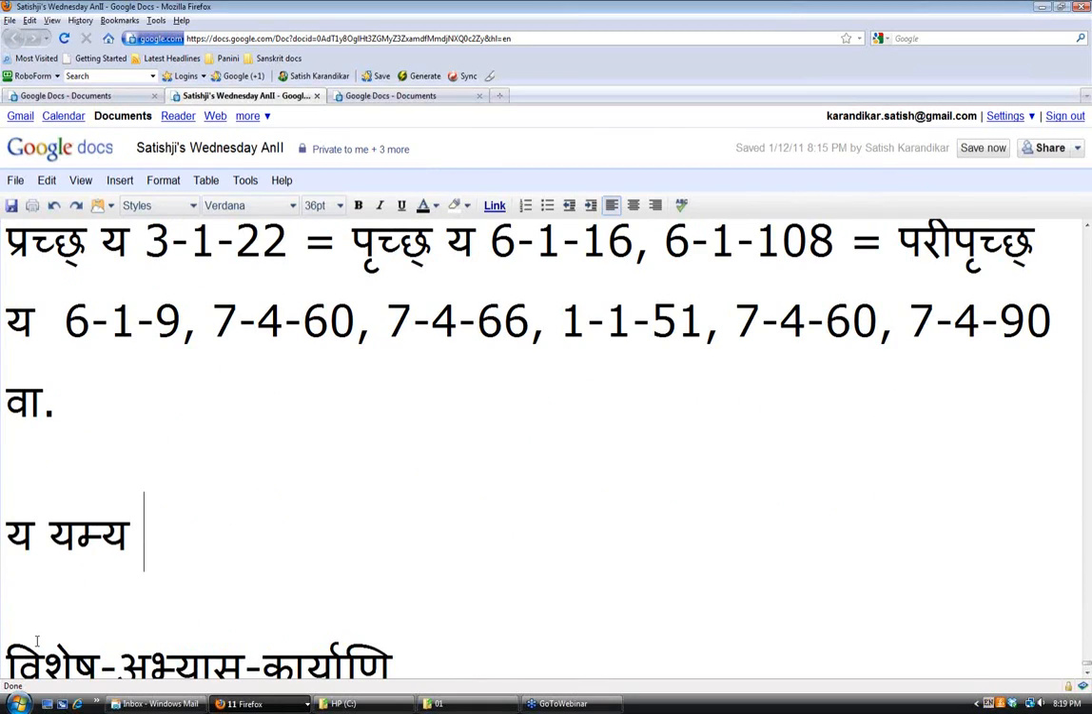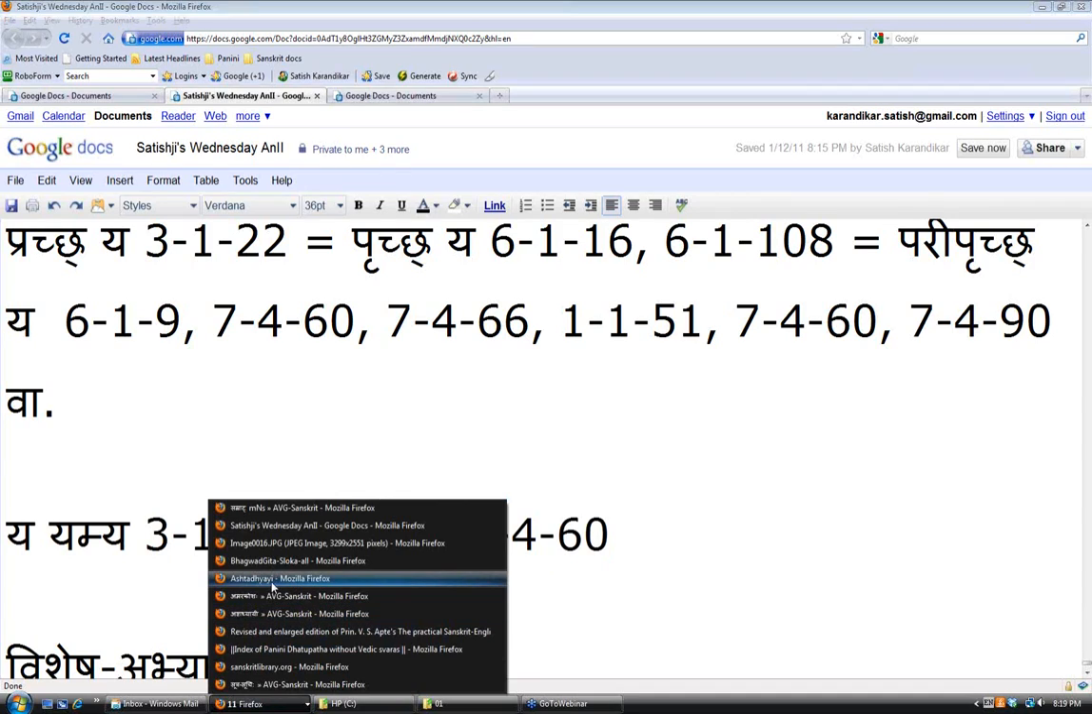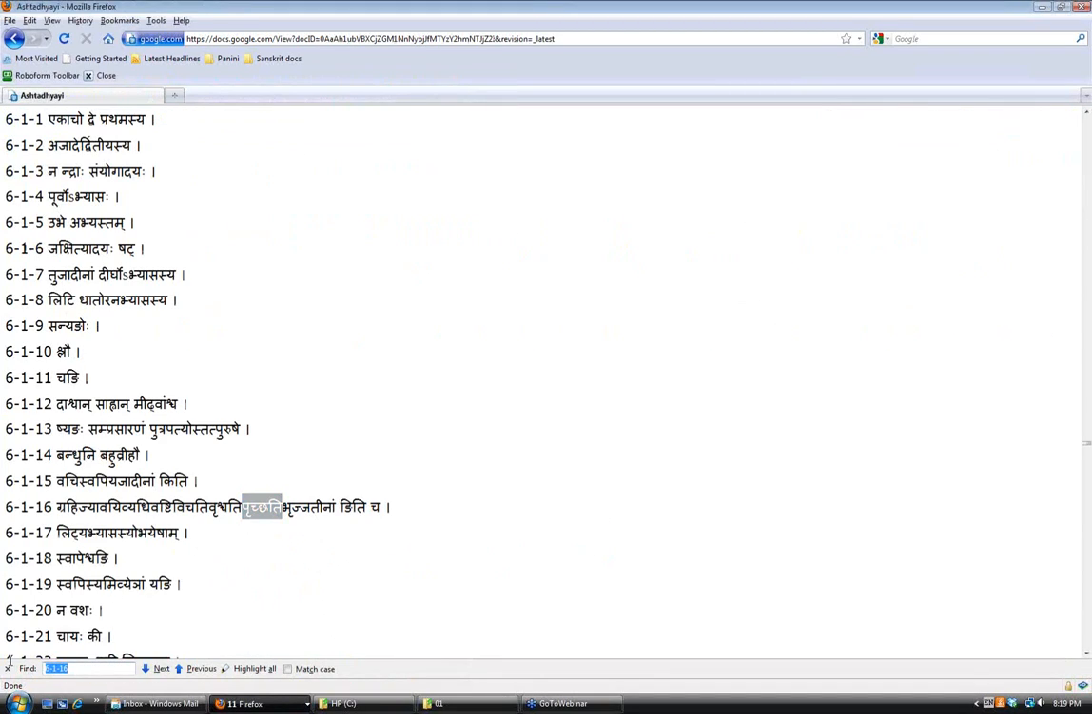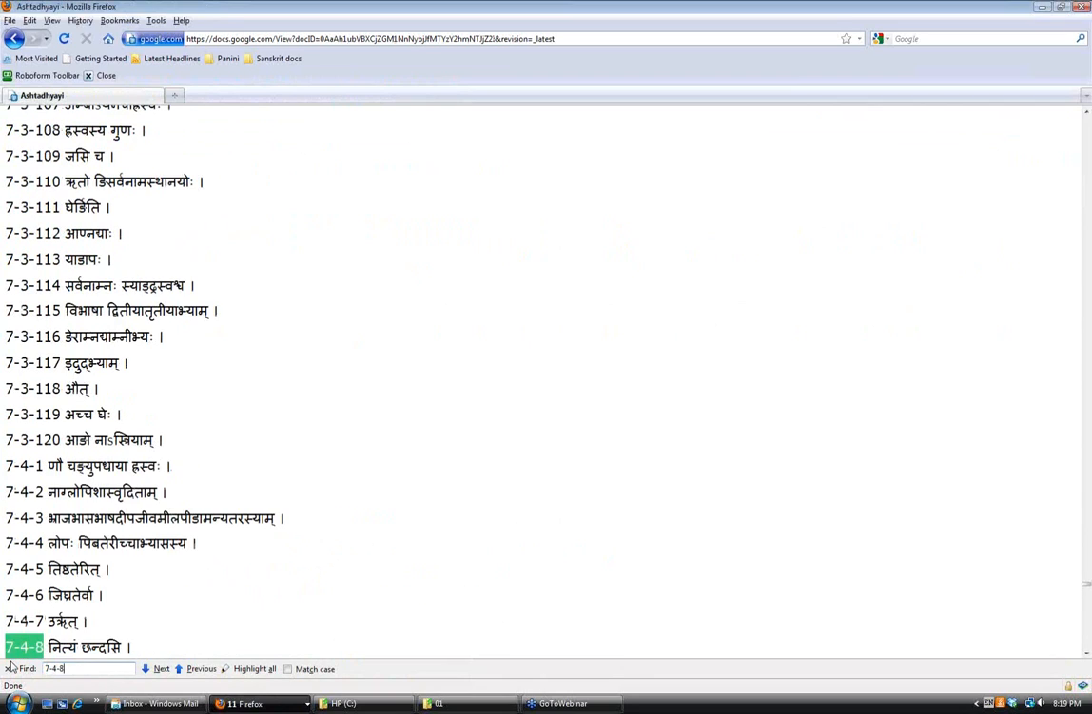Yam ya. So we have already done the 3.1.22 dhato reka chohala de kriya samabhihare yang. We have already done the sanyanga. So 6.1.9, and we have done the haladish sheshaha, the usual rules. Okay, ya yam ya. Now comes this nuk agamaha. So do we check all the conditions? Let's put the nuk agama over here. I think it's 7.4.85.